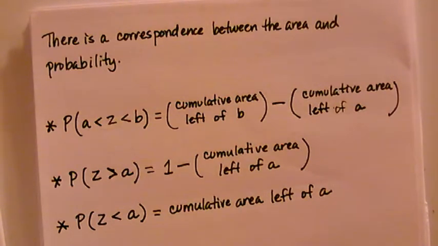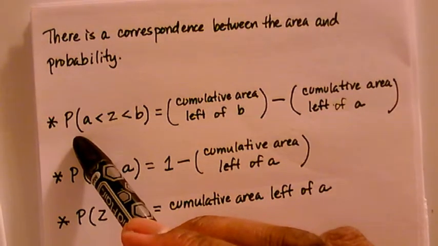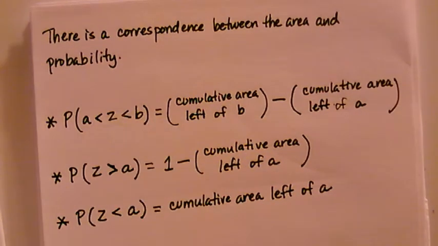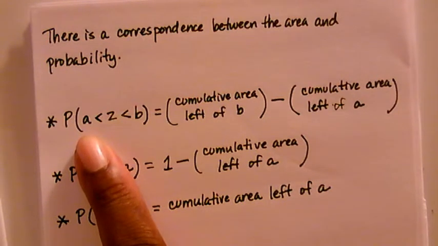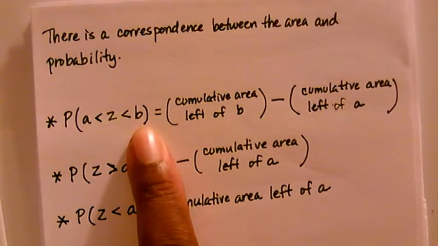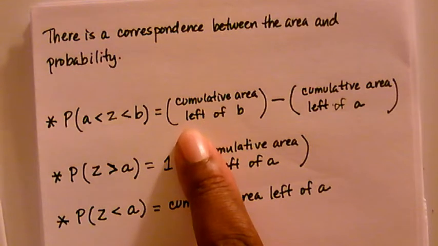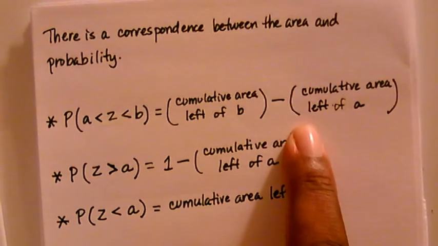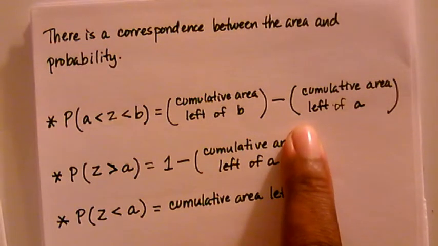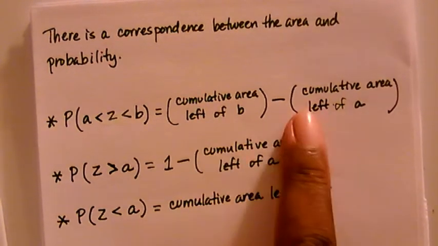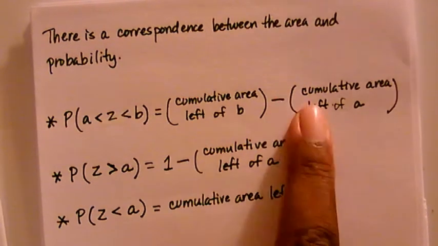Now, there may be three situations that you might have to find. The first situation is this, where you want the probability of your z-score being between A and B. You have to first use the table to find the cumulative area to the left of A, and also use the table to find the cumulative area to the left of B. Once you've done that, you subtract: the cumulative area left of B minus the cumulative area left of A. So when your z value is between the two and you're trying to find the probability, you find the cumulative area to the left of each one and subtract the larger probability minus the smaller probability.